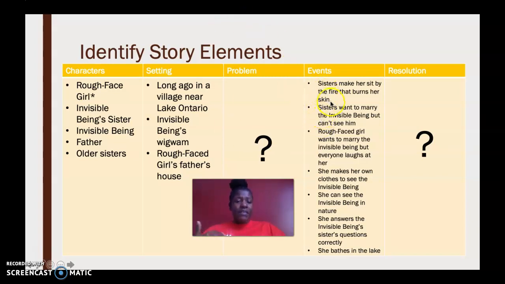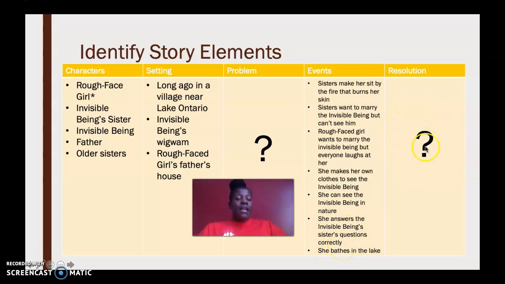Quickly, here are some events that happen in the story. We always go from the beginning of the story to the middle and then to the end. The sisters make her sit by the fire that burns her skin. The sisters want to marry the invisible being but can't see him. Rough Face Girl wants to marry the invisible being, but everyone laughs at her. She makes her own clothes to see the invisible being. She can see the invisible being in nature. She answers the invisible being's sister's questions correctly and she bathes in the lake.